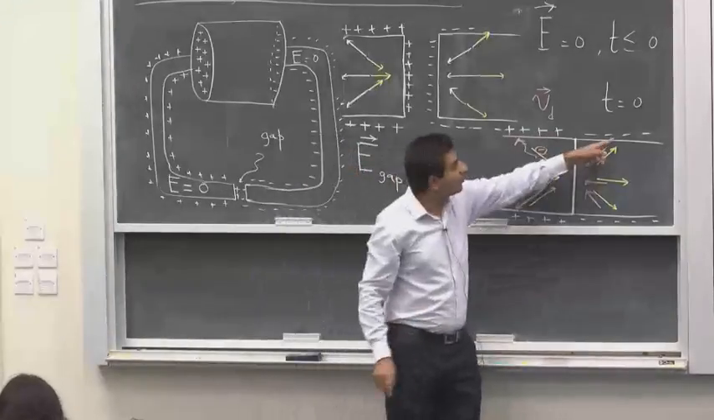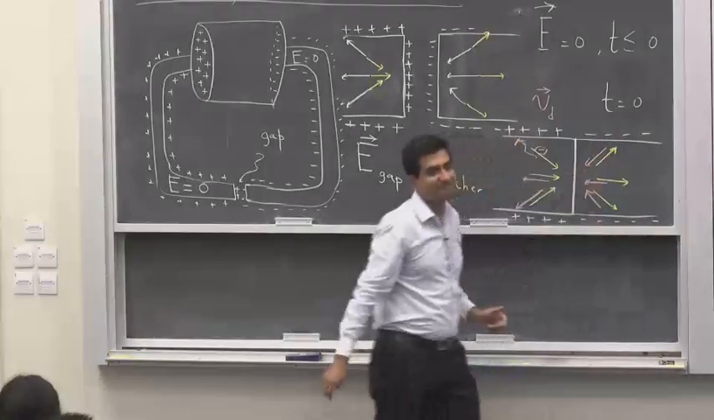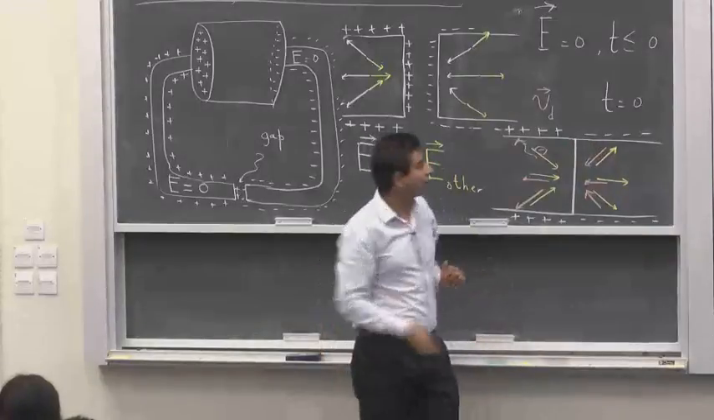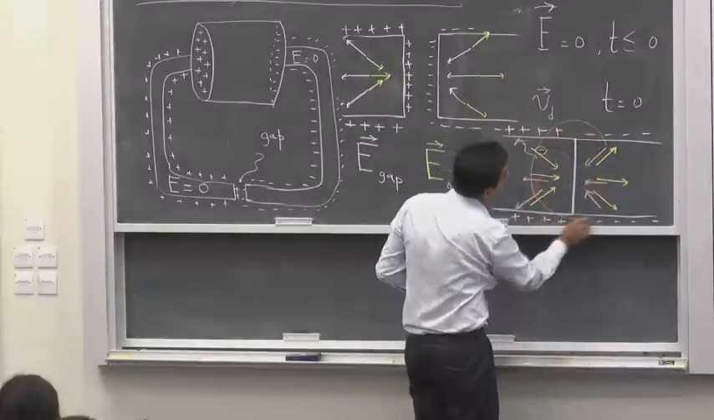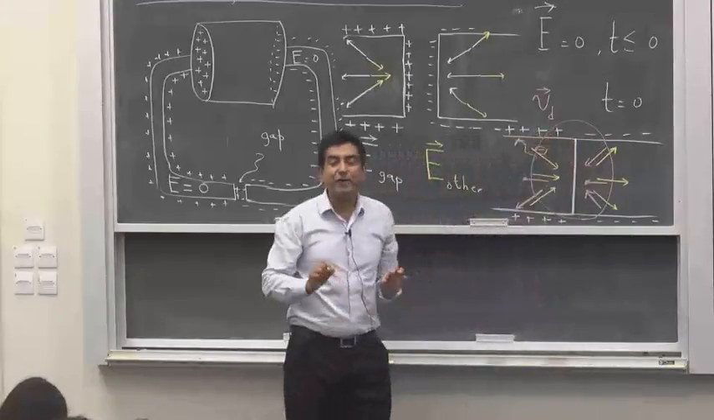And here, the mobile electrons are moving away from the surface. They're moving inwards. So this negative charge is going to get dilute. So in the immediate vicinity of the gap, what's going to happen to these charges is that they're going to get dilute.